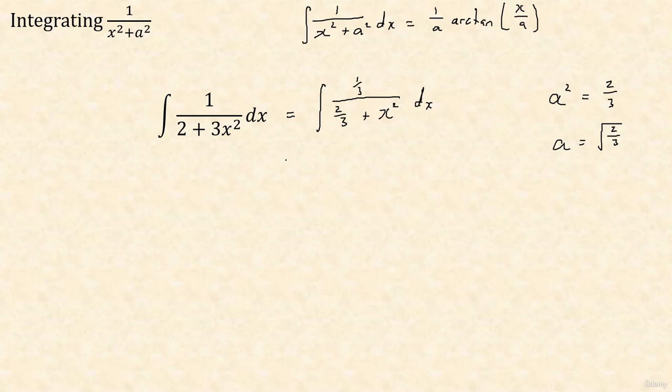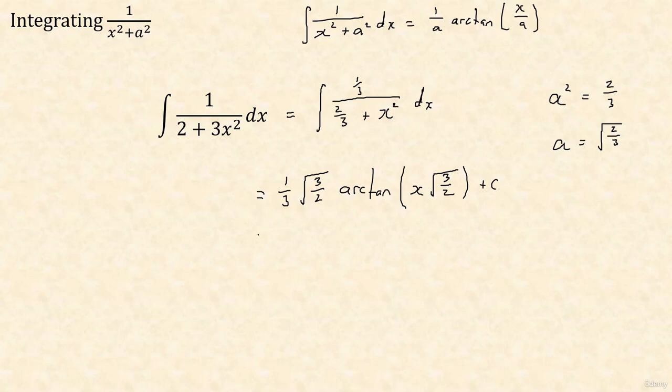Okay, so what does this mean for our integral? It means that our answer is, well, the third survives out the front, and then it's 1 over a, so 1 divided by root 2/3. I can just take the reciprocal of that then, so that's root 3 over 2 times arctan of, and then it's x divided by a. And when we divide by that, it's the same as multiplying by the square root of 3 over 2. And we'll just neaten this up at the front.